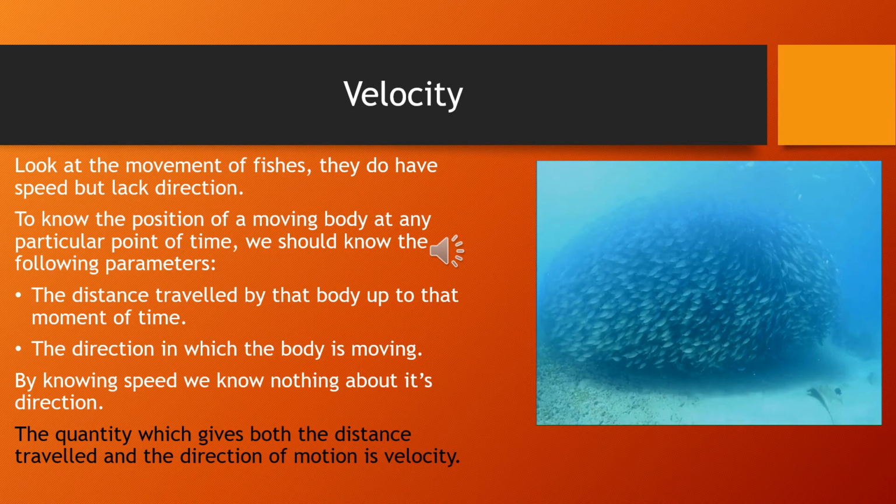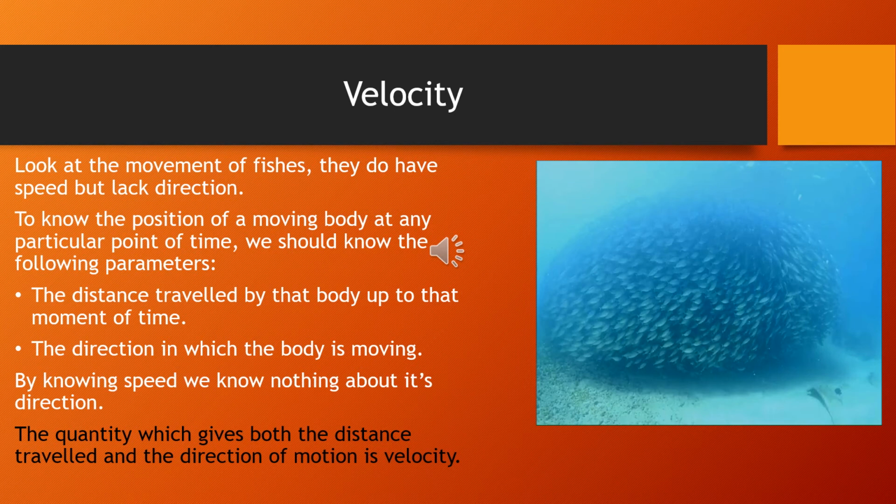The first point is the distance traveled by the body up to that moment of time. Say you started walking at 10 a.m. in the north direction. Now at 10:15 you would be at a certain point. So in 15 minutes you have walked that much in that direction. Through this you can measure your exact position.